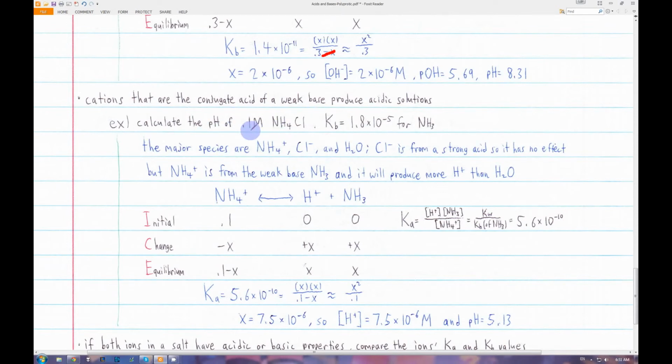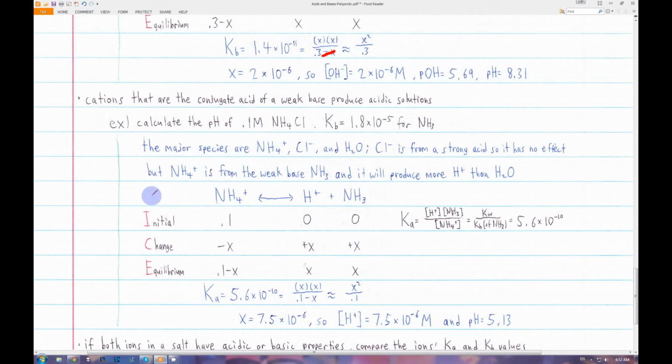So we have 0.1 molar ammonium chloride, and from a table we can find the Kb for ammonia, which is the weak base that this ammonium ion comes from. The major species in this solution are the ammonium ion, the chloride ion, and water. Cl- comes from the strong acid, hydrochloric acid, so it will have no effect on the pH. So the only thing that affects the pH to a large degree will be the ammonium ion.